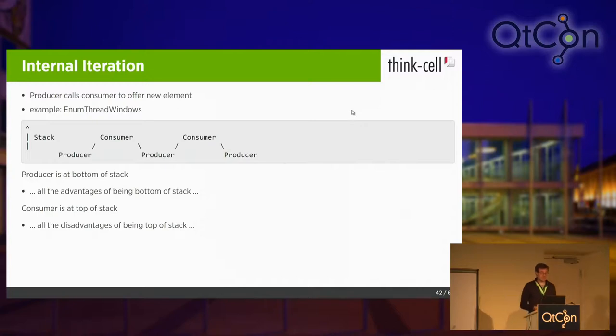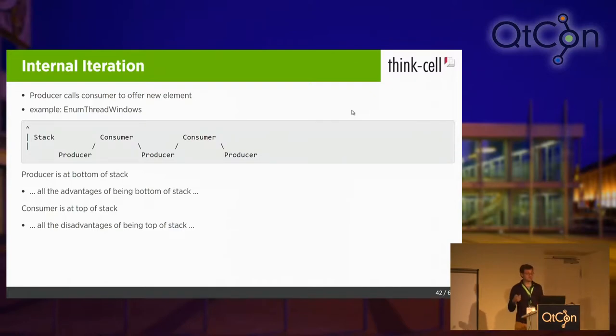Contrast that with internal iteration. Here, the producer calls the consumer with a new element. This is what we saw with the traverse widgets. Here the widgets are being traversed, and whenever the producer has a new element, it will call the consumer. So it really turns things upside down. The producer is again at the bottom of the stack, and being at the bottom of the stack is great. It has all the advantages that I already talked about. The consumer is now at the top, and it has all the problems of being at the top of the stack.